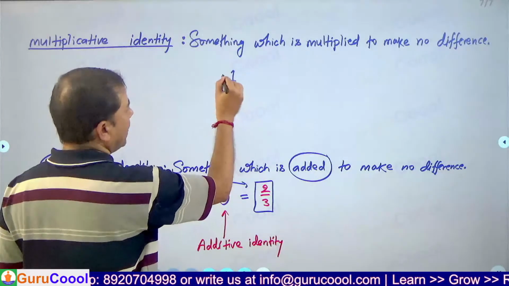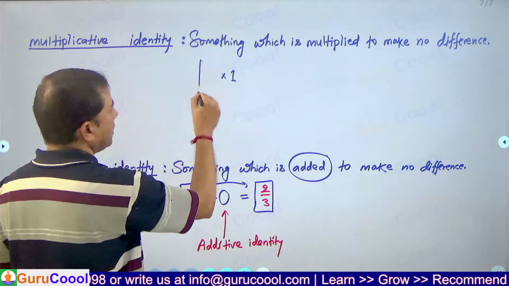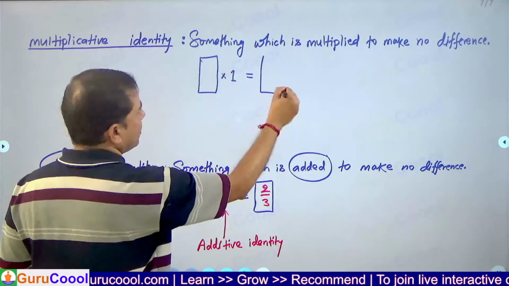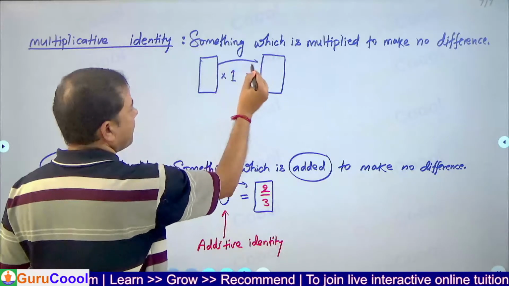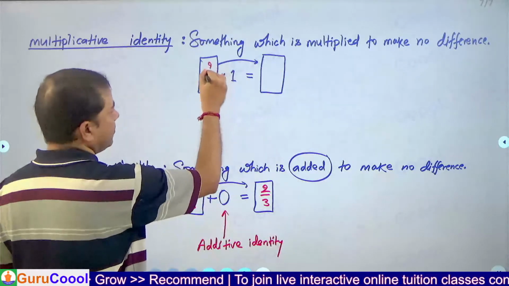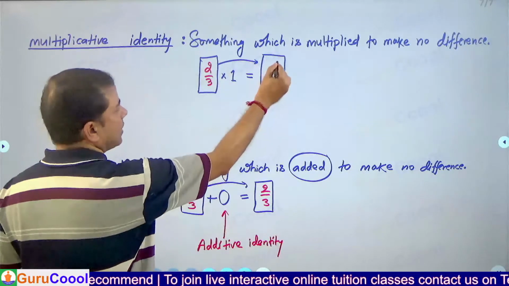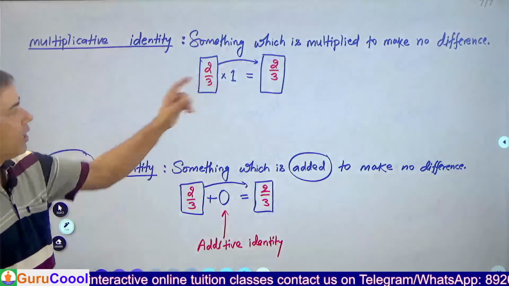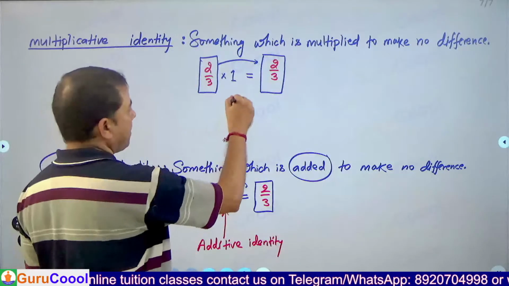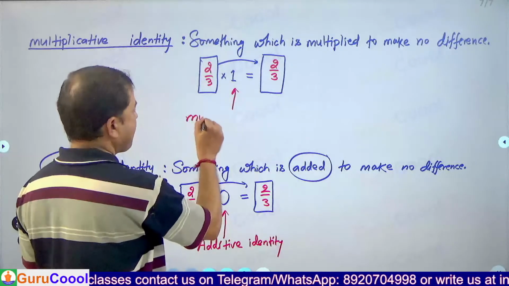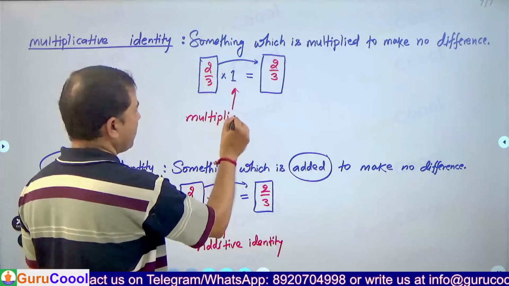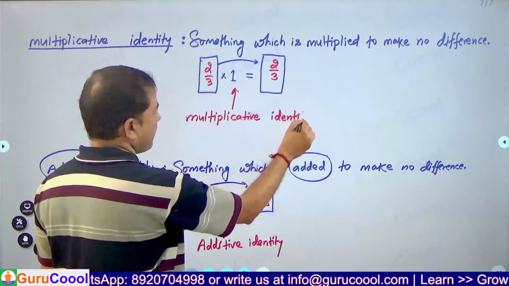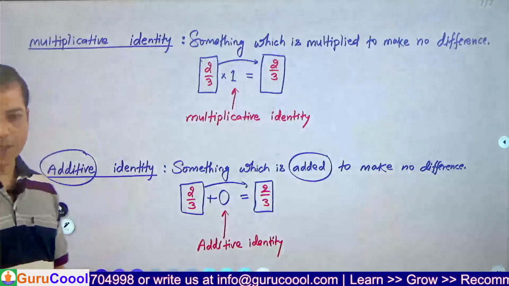You multiply 1 with just anything and you will get the same result without any change. You take here 2 by 3, multiply with 1 and the result is the same with no change. So 1 is called multiplicative identity. Is the idea clear?